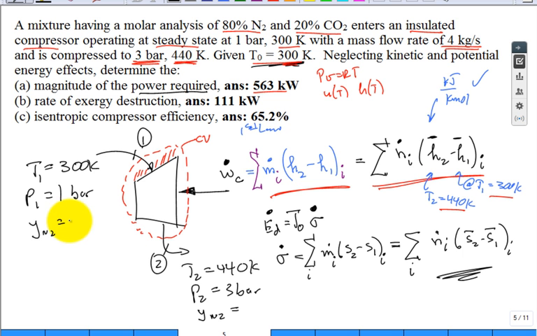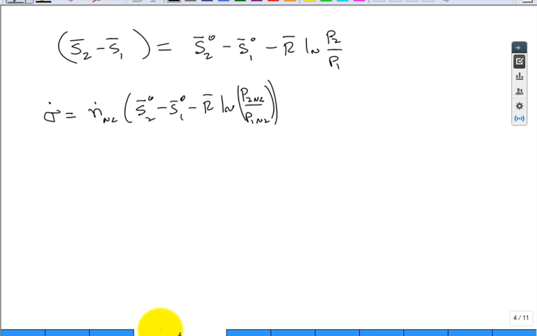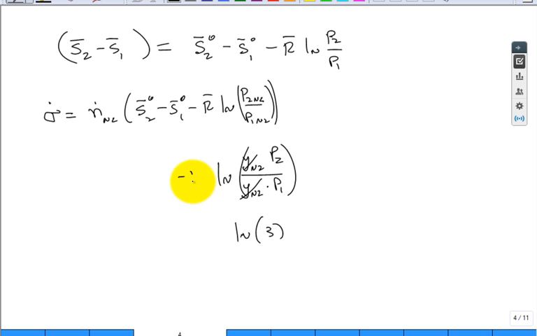No, it stayed 80%. What changed? The total pressure. So when we look at this ratio of pressures, it's the mole fraction of the nitrogen times the total pressure at the exit, over the mole fraction of the nitrogen times the total pressure at the inlet. The mole fractions don't change. You're going to be left with the natural log of 3 bar divided by 1 bar, natural log of 3. A little bit of logic there, but I think we can handle it. We have the minus R bar.